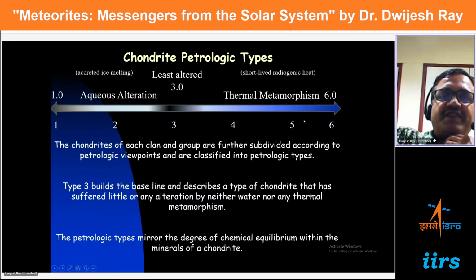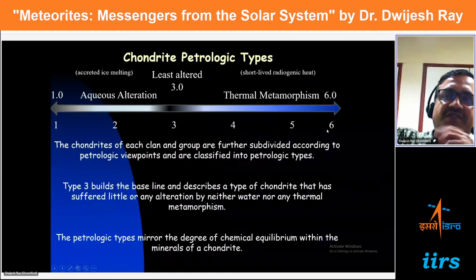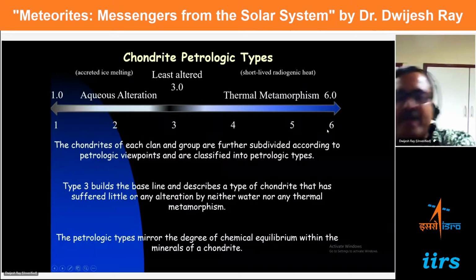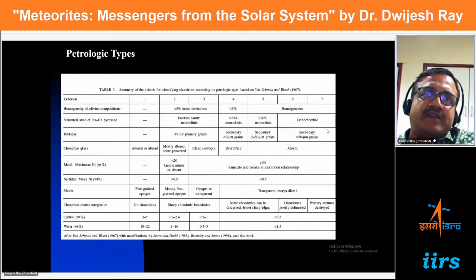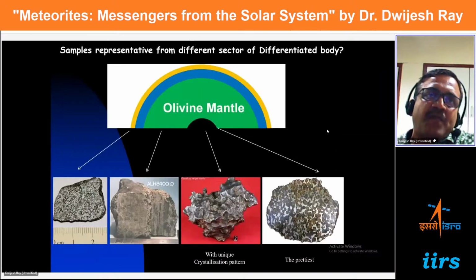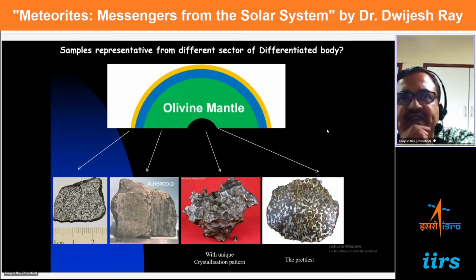So these are the different types, actually 4, 5, and 6, and this is the aqueous alteration 1, 2, and 3. So 1 is very highly altered, and 2 means moderately altered, like that. But thermal metamorphism goes this way, meaning 6 is very highly metamorphosed. These are the general descriptions you can get in any textbook of meteorites. I'm just skipping the further classification. So this is the basic representation of the meteorites.